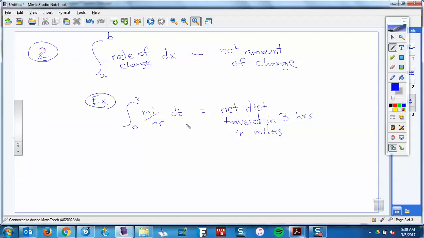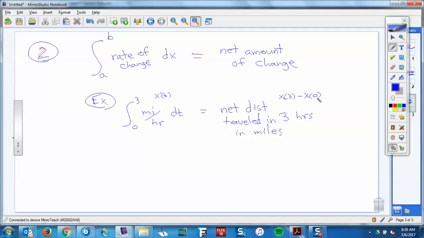Okay, it would be like saying, if this function in here was x prime of t, then this would be like saying x of 3 minus x of 0, right? Because that's the antiderivative, right? So we got something moving on the x-axis. A lot of times we've used x as that function. X prime, let's say, is miles per hour.